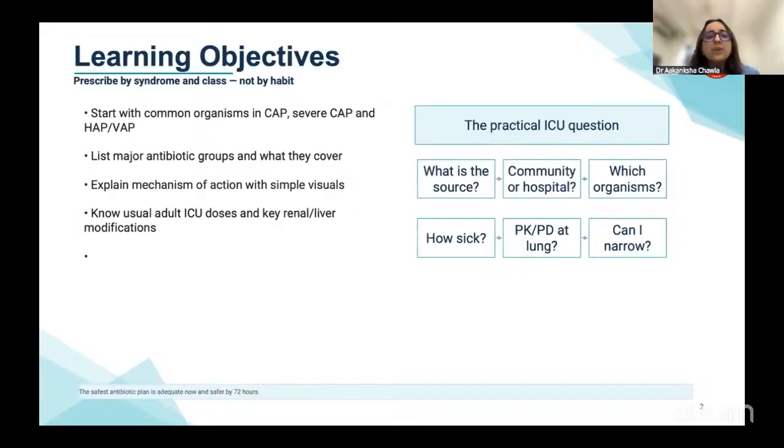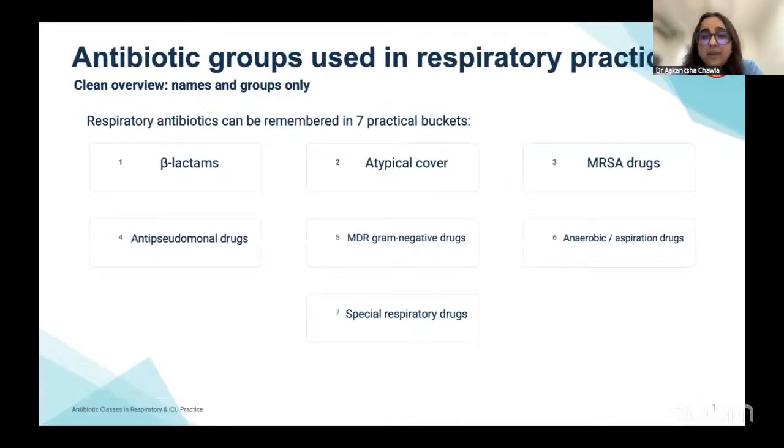So, when you have a patient in the ICU and you're thinking of initiating antibiotics, you must always keep certain principles in mind. That is, what is the source of infection? Whether the infection is community acquired or hospital acquired. What organisms are you thinking? What organisms should you cover based on the presentation? How sick or critically ill is your patient? If lung is the source, is the drug well penetrated in the lung? And when you can narrow. You should always have these basic things in mind before you think of antibiotics.